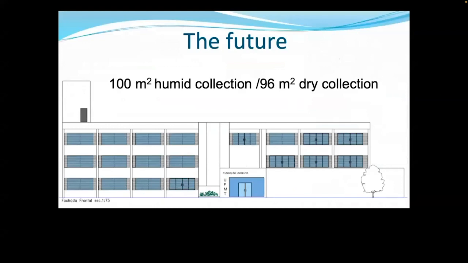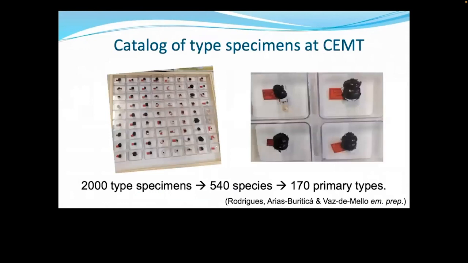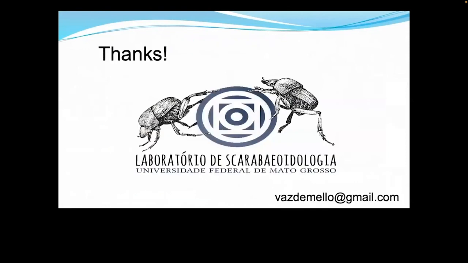In the coming year, the collection will continue to evolve and expand, moving to the new biological collection building of the Mato Grosso Federal University. There, the dry collection will have a new space of 96 square meters with associated laboratories and office to continue developing the research and curation of the specimens. Finally, the next product that will be made available to the external public is the catalog of types deposited at the collection that is being prepared by Rodriguez and collaborators. Thank you very much for your attention, and I look forward to your questions and concerns.